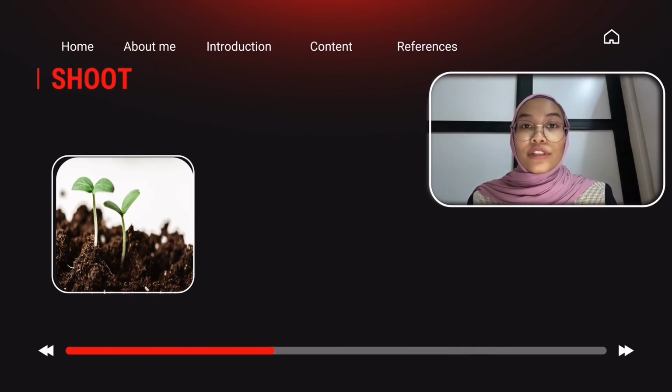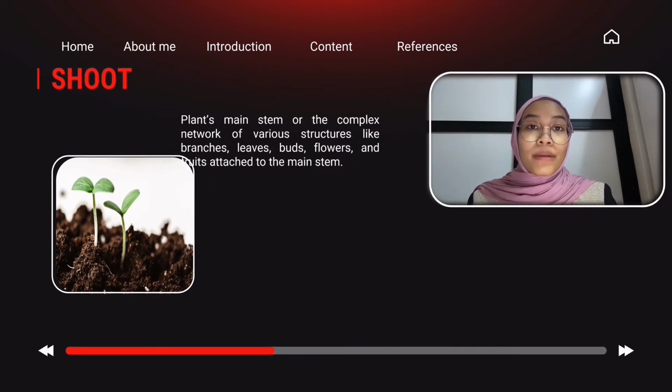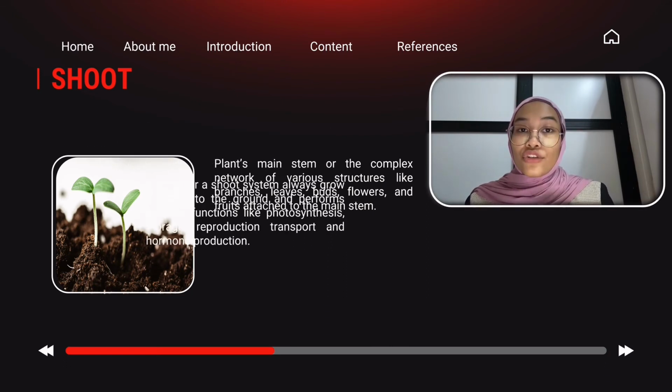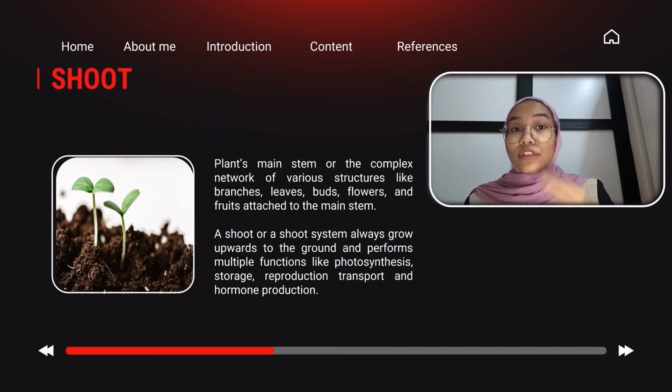Second is shoot. What is shoot? Shoot is the plant's main stem, or the complex network of various structures like branches, leaves, buds, flowers, and fruits attached to the main stem. A shoot or a shoot system always grows upwards from the ground and performs multiple functions like photosynthesis, storage, reproduction, transport, and hormone production.